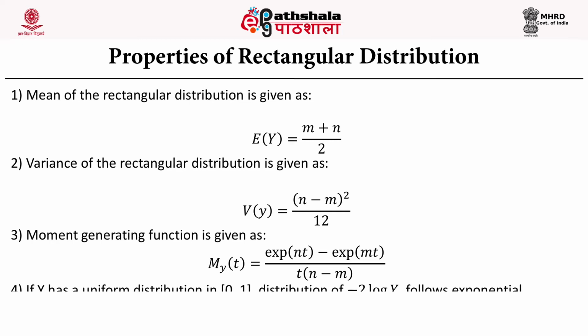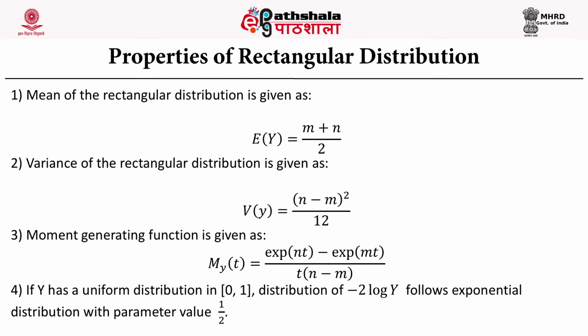So if y has a uniform distribution that lies between 0 and 1, the distribution of minus 2 log y follows exponential distribution with parameter half.